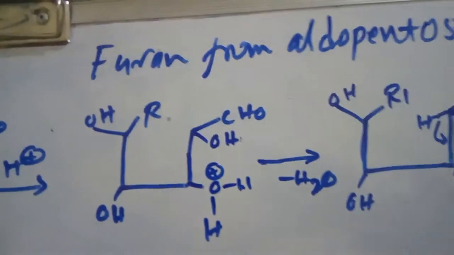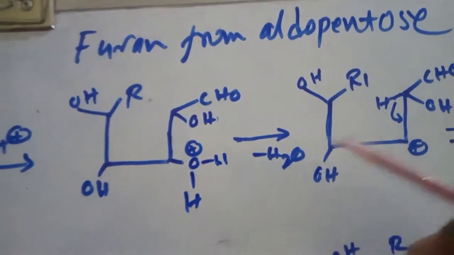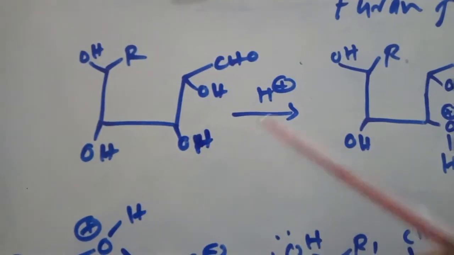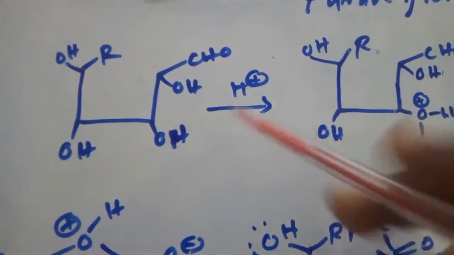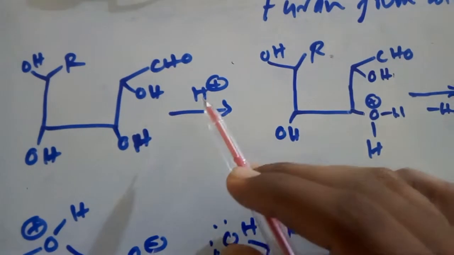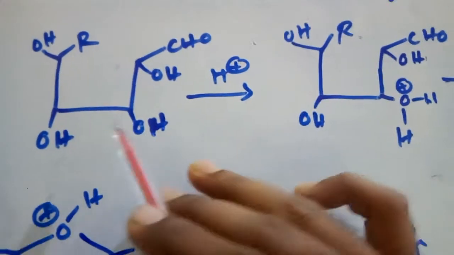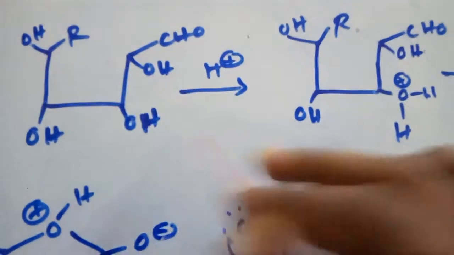The topic is furan synthesis from aldopentose. Here it is aldopentose, aldehyde pentose sugar. In the presence of acid, this H plus will be attacked by the lone pair of electrons of the oxygen of the hydroxyl group.